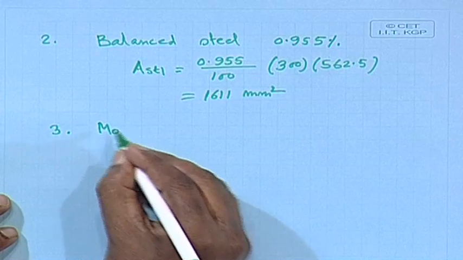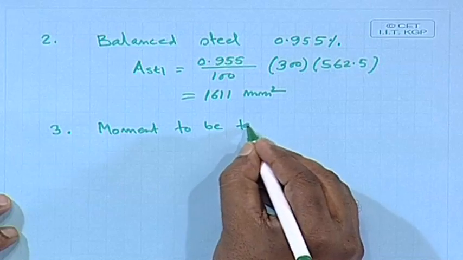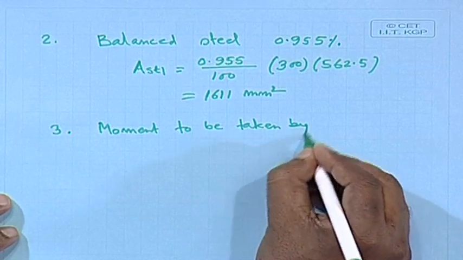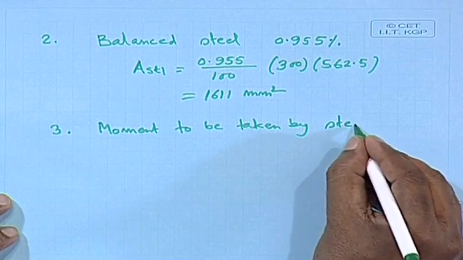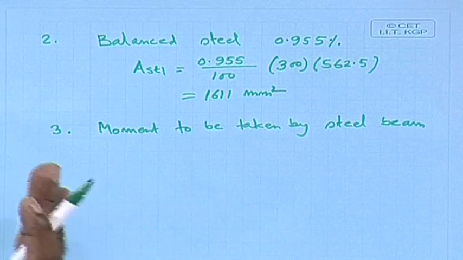Moment to be taken by the steel beam, or in other way you have to provide the reinforcement now, because we are doing it in two separate ways. One is only the isolated case of this singly reinforced section. Now we are adding reinforcement in the compression side and in the tension side. Both of them again will be in equilibrium, but since the stress level is different, that is why you will get two different steel areas.